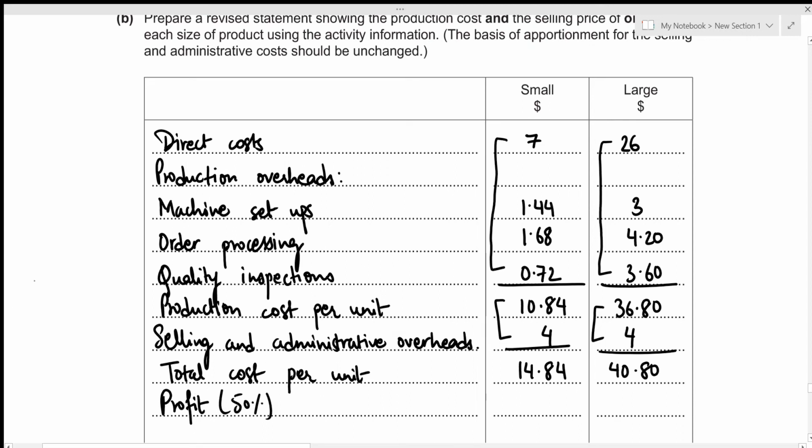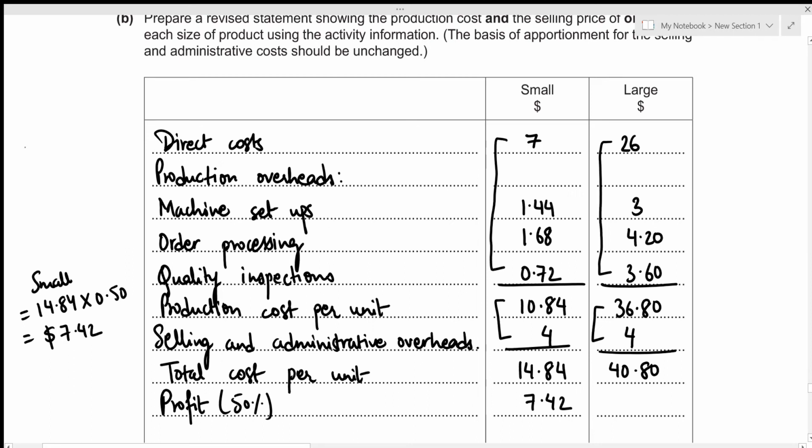For small sizes, the total cost is 14.84, and if we are to figure out the profit, we need to multiply it with the 50%, which we can write down as 0.50. This results in the profit per unit for small sizes to be 7.42.